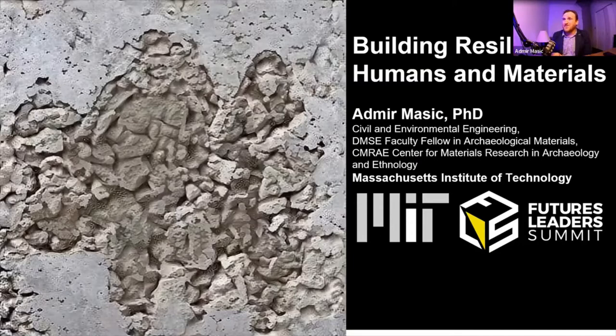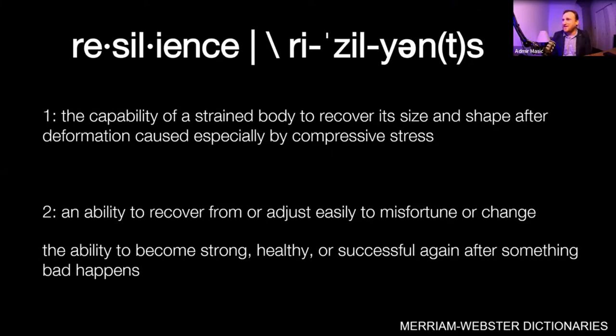So let's start with the definition in our dictionary. Resilience is the capacity of a strained body to recover its size and shape after deformation caused in general by compressive stress. So imagine a rubber, you compress it and it returns into its original shape. So that's a material science definition. But the other definition is around social resilience: to adjust easily to misfortune or change. In other words, the ability to become strong, healthy, or successful again after something really bad happened.